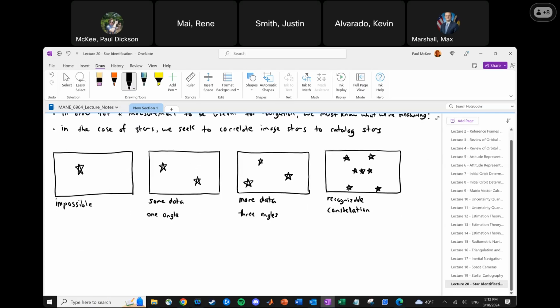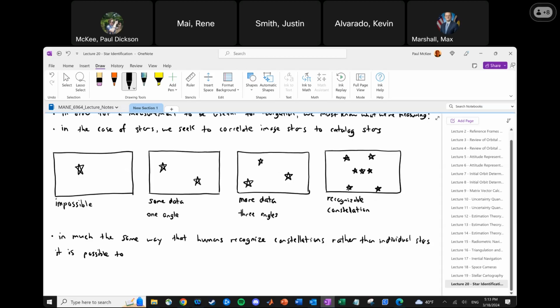So in much the same way that humans recognize constellations rather than individual stars, it is possible to recognize, I'm going to put quotes on that because computers can't recognize anything, it is possible to recognize an asterism or group of stars. So, what is it?